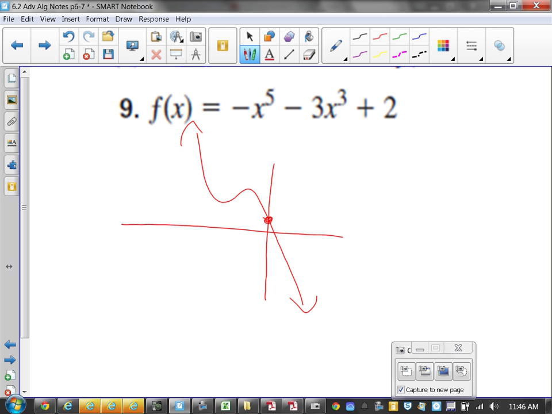But all I'm looking at is, can I tell by just looking at this function what is happening as x approaches positive infinity and what is happening as x approaches negative infinity. That's what I want you guys to be able to do, just by looking at the equation. Okay? Yes, sir? Is there a certain name for that function? A fifth degree polynomial. That's about it.